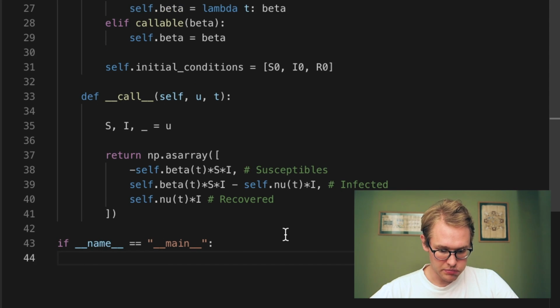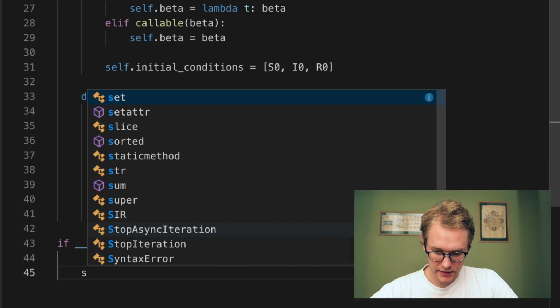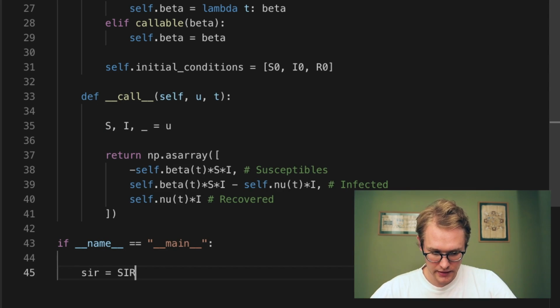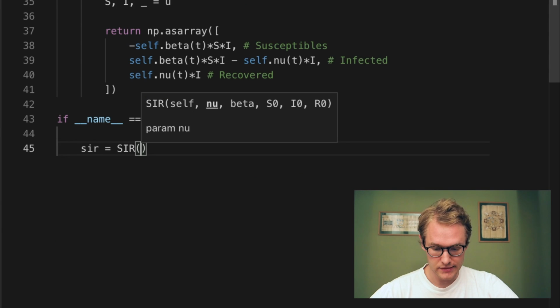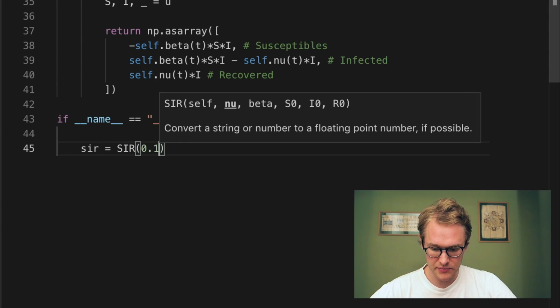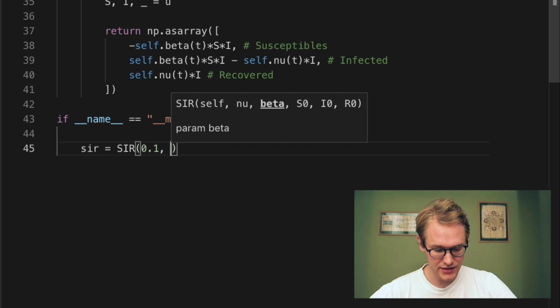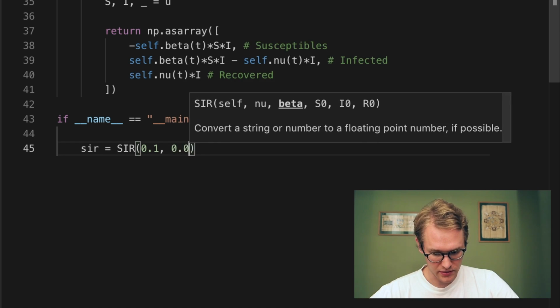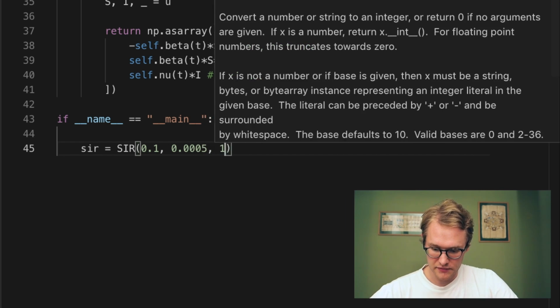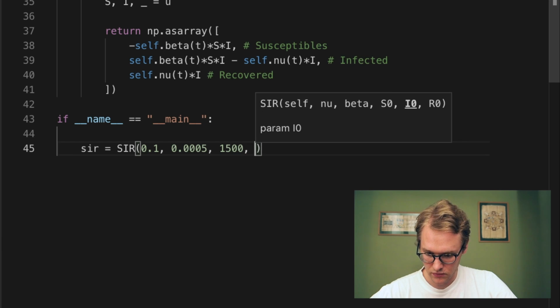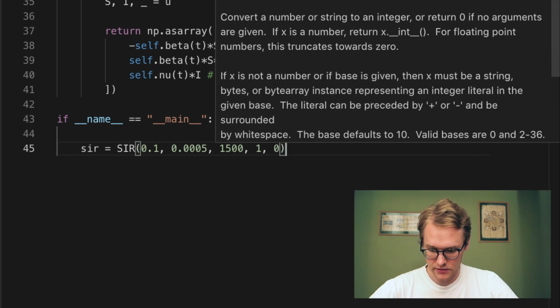We'll start by defining the SAR model, SAR, and our new transition rate from infected to recovered. We're going to say that's 10%. And the beta, that's the transition from susceptible to infected, or the probability for a sick person infecting a susceptible person. We'll put this very, very low, 0.005, yeah. And we'll have 1500 people and just 1 infected person and 0 recovered persons.